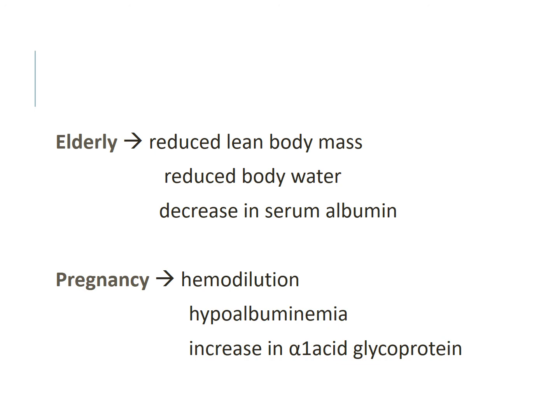And again, in pregnancy, there is a situation of hemodilution, so the water content in the body will be increasing. There is hypoalbuminemia, the albumin level will be reduced, and also increased alpha-1 acid glycoprotein. So when we give a drug to a pregnant woman, we have to consider all these factors: hemodilution, the hypoalbuminemia state, and an increased amount of alpha-1 acid glycoprotein. So we have to modify our drugs when we give them to these pregnant women.